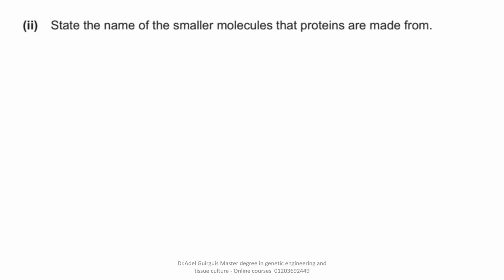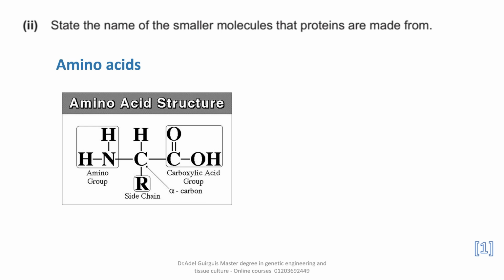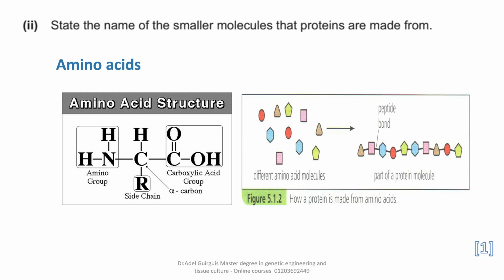Letter double I, state the name of the smaller molecules that proteins are made from. All proteins are made of basic building units called amino acids. Its structure is like this. It contains a carboxylic acid group, and an amino group on the other side. This is called the amino acid structure. By binding these amino acids together by a certain type of bond called a peptide bond, they form a polypeptide chain or protein molecule.